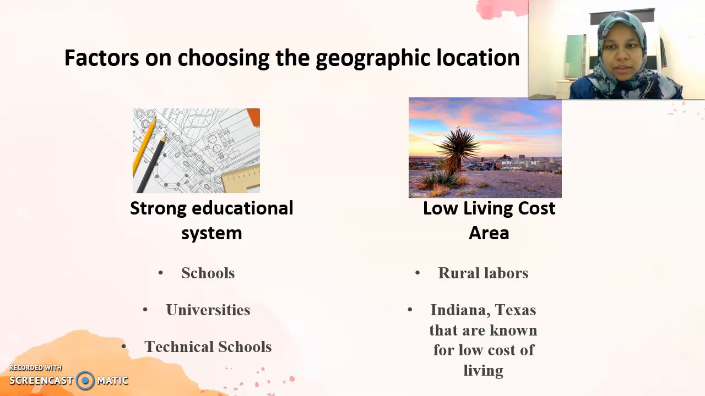A strong education system comes from schools, universities and technical schools. It is also stated in the case study that they are giving a very low salary and also very low benefits due to the high risk and high startup costs for that project.